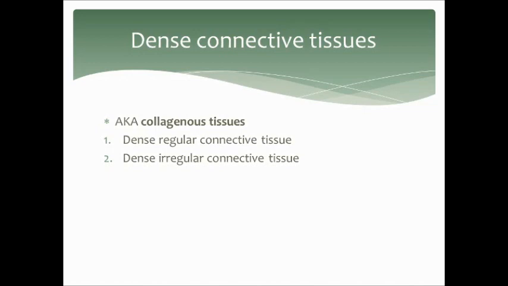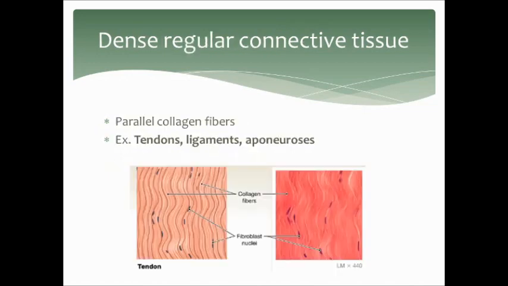So those were all loose connective tissues. Now we're going into dense connective tissues. So this is our second type of connective tissue proper. Dense connective tissues are also known as collagenous tissues because they are so filled with collagen. Our two different types of dense connective tissues are dense regular connective tissue and dense irregular connective tissue.